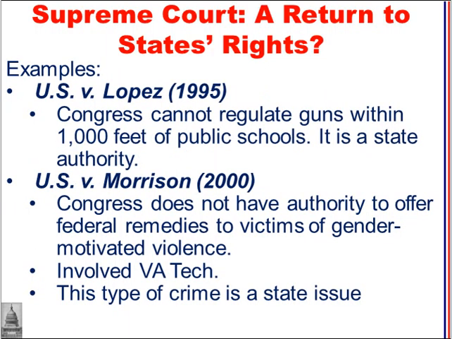Also, U.S. versus Lopez. Congress had made a law that declared gun-free school zones, no guns within 1,000 feet of public schools, but the Supreme Court said Congress cannot make that law. It's a state authority, so that's taking national power away and giving it to the states. And then U.S. versus Morrison is a case from Virginia Tech. Portions of the Violence Against Women Act were found to be unconstitutional. Congress does not have the authority to offer federal remedies to victims of gender-motivated violence. That is a state issue, the Supreme Court said.